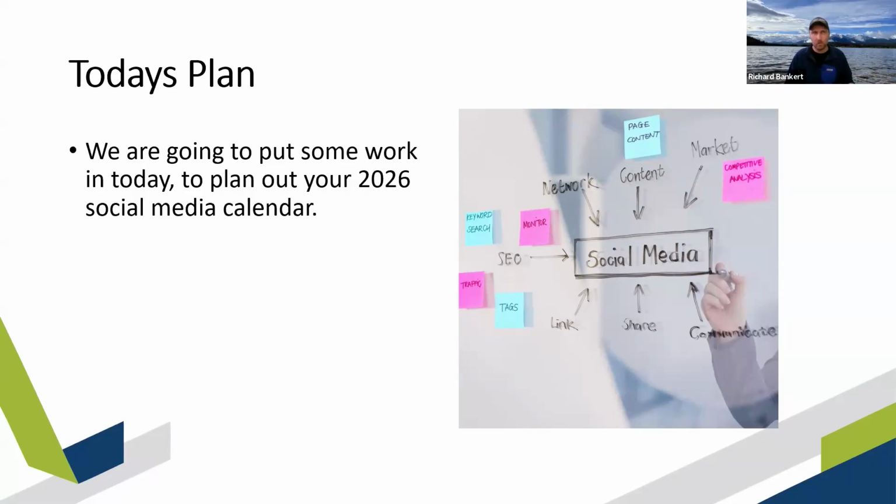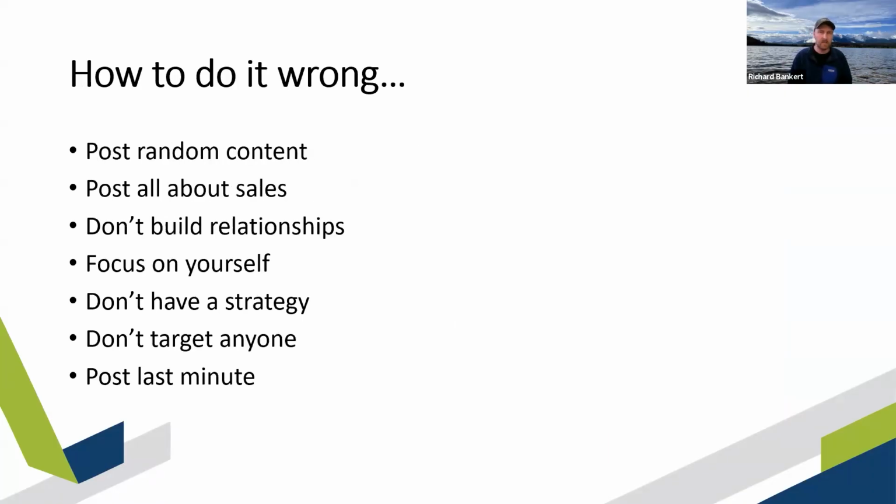One of the ways that we do social media wrong is we tend to post random content that doesn't really tie into our overall marketing strategy. Or we post all about sales all the time, and it's like, hey, buy from me because I'm awesome and I have great stuff. And we just say that over and over again. Our focus is not on relationships. So instead of trying to build relationships and get in front of people, like I'm doing right now, full disclaimer, you tend to focus on yourself and you're saying, hey, look at me. I'm not concerned about you. Look at me.